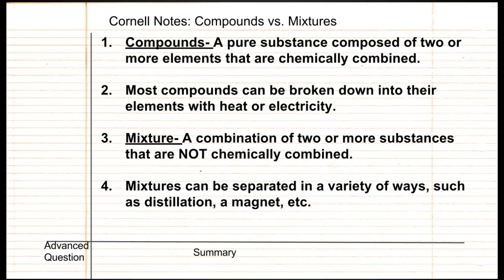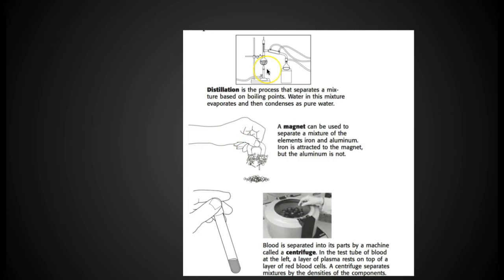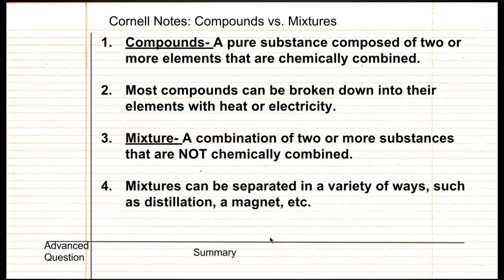Mixtures can usually be separated in a variety of ways, such as distillation, a magnet, through evaporation. So here's distillation. Distillation is when you use boiling to separate a mixture. A magnet, let's say you have a different combination of metals or metals in a water. You can use a magnet to attract the metals. A centrifuge is something that spins and can separate the different elements or components in the mixture. Alright, go ahead and come up with your question for 4, and then you're done for the Cornell notes.